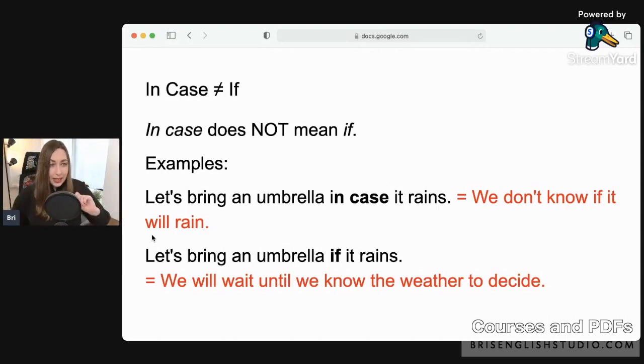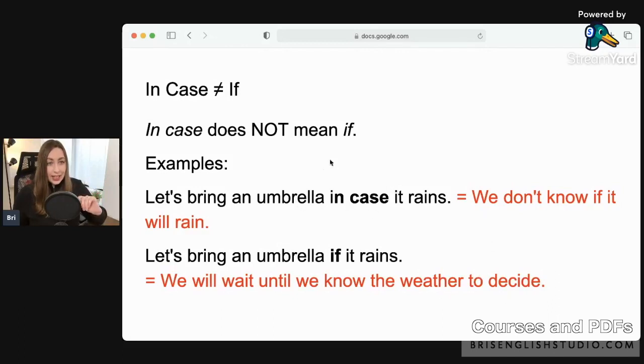The next sentence with if: let's bring an umbrella if it rains. There's a big difference here. We will wait until we know the weather to decide. This means we are waiting at home and, oh, look, it's starting to rain. Okay, we are bringing our umbrella. However, if we're waiting at home and it looks like it's going to be sunny, it's not going to rain, then we will not bring an umbrella. So you can see the difference between these two.